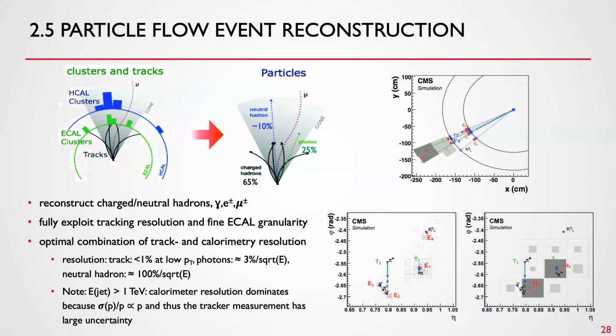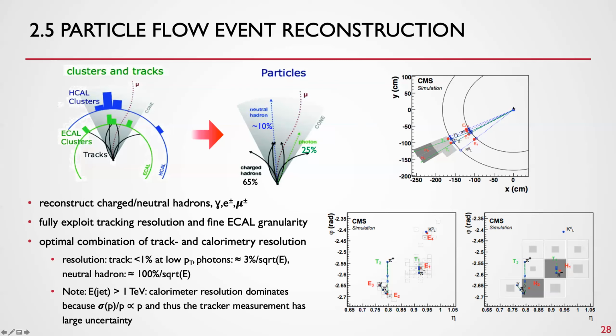So all these general purpose detectors benefit from complementary measurements at low energy in the tracking system and at high energy in the calorimetry, with the exception of photons, for example, that are measured with high accuracy down to low energies. Okay.